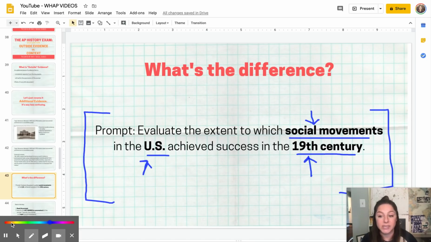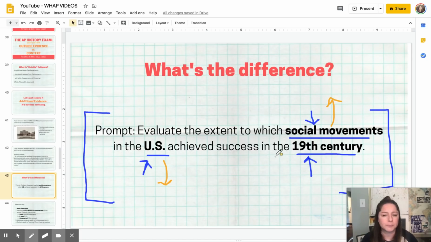Now, context needs to be from without. Context can be a few things. You can expand beyond social movements to talk about other movements that are going on in this same place in the same time period. You could talk about social movements in the 19th century somewhere other than the United States, or you could talk about social movements in the United States from before the 19th century. So you're kind of expanding one of these parameters.